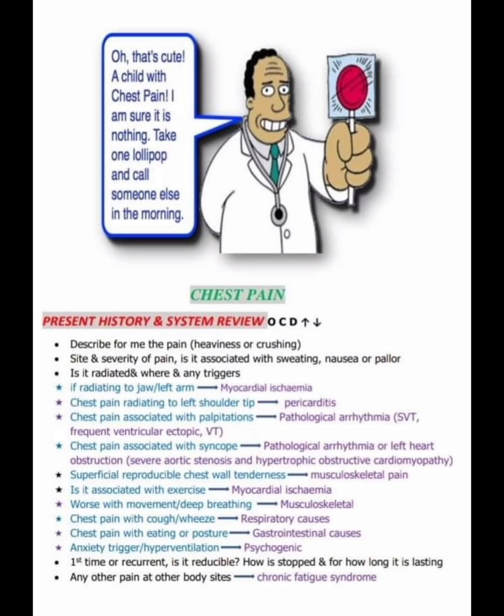So chest pain history: the introduction is similar to all histories. Then the present history and systemic review, what do we ask? First, OCD, that is onset, course and duration of the chest pain, and any aggravating or relieving factors of the chest pain. Then we ask, please describe the pain for me.